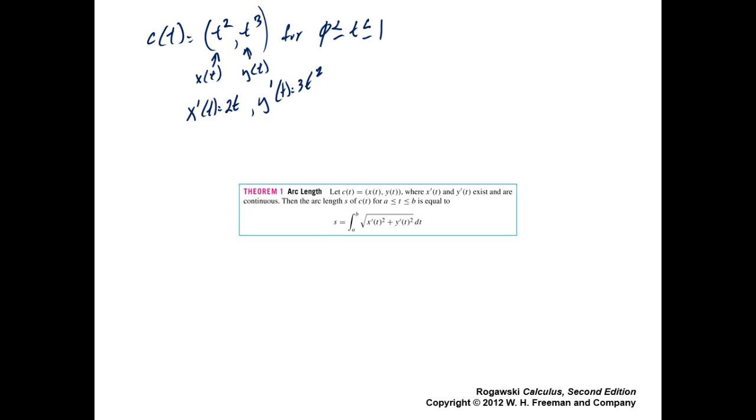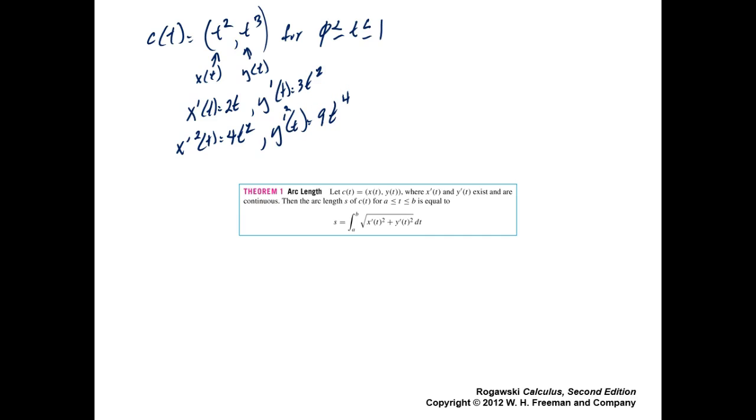That's really good. Okay. So what's the next thing you've got to do? We took the derivatives, but what's the next one? You got to square those derivatives. And by the way, we're on example 2 at the top of page 592. So your x prime squared of t is going to be what? 4t squared. And your y prime squared of t is going to be 9t to the 4th.